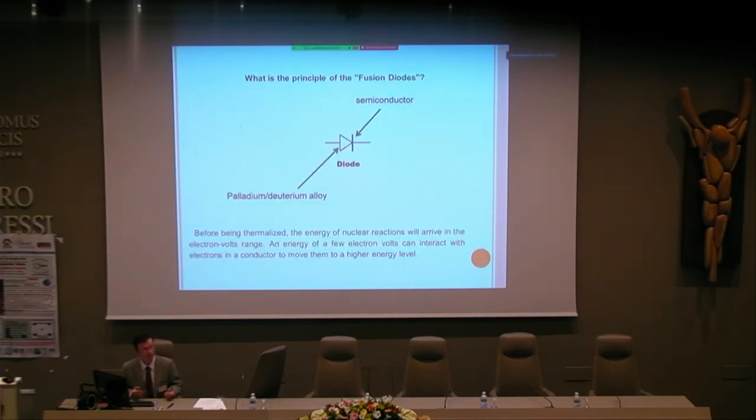For example, it is possible to use this energy to promote electrons inside a semiconductor metal junction. What is a semiconductor metal junction? It is a diode, and it's possible, theoretically, to make electricity. It is possible to make a fusion diode with a part of palladium deuterium alloy on a semiconductor and to get electricity. And it works.